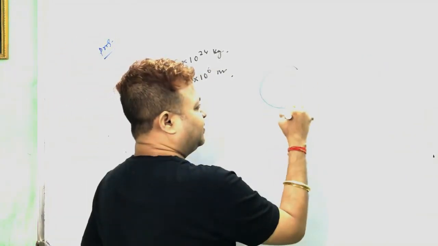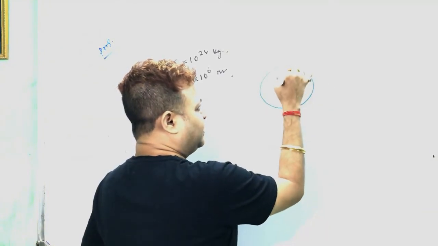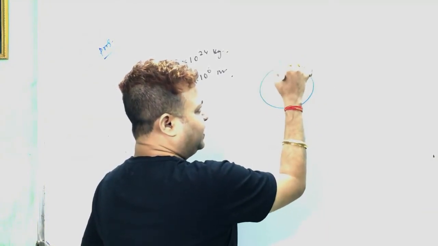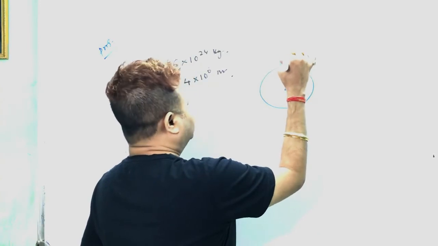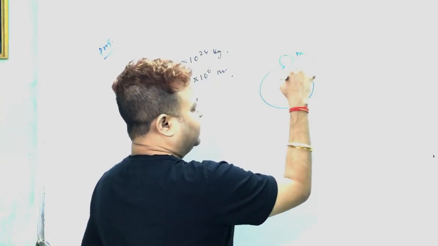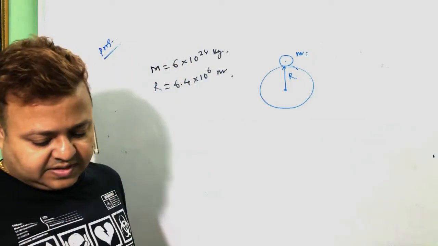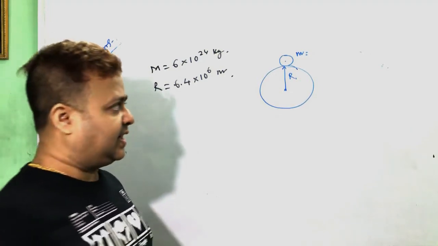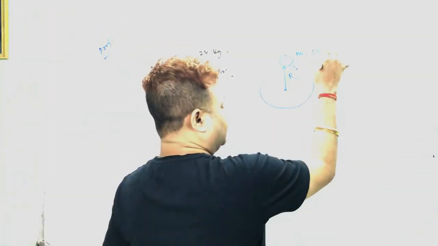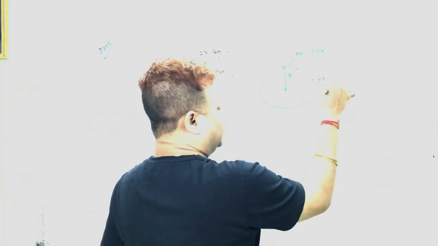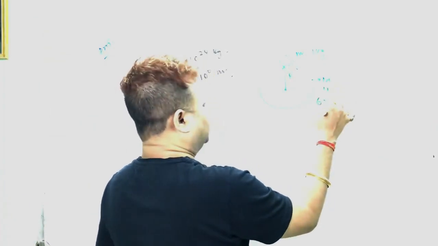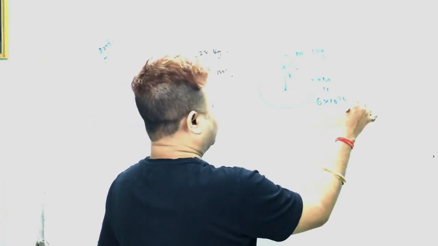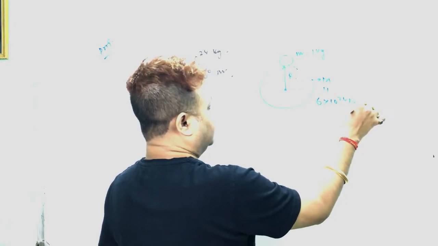What is the gravitational force? This is the radius of the earth. The radius of the earth is very large compared to the radius of the body, so the distance between their centers is the radius of the earth. The mass of the body is given, that is 1 kg. Capital M is given, that is 6 into 10 to the power 24 kg.